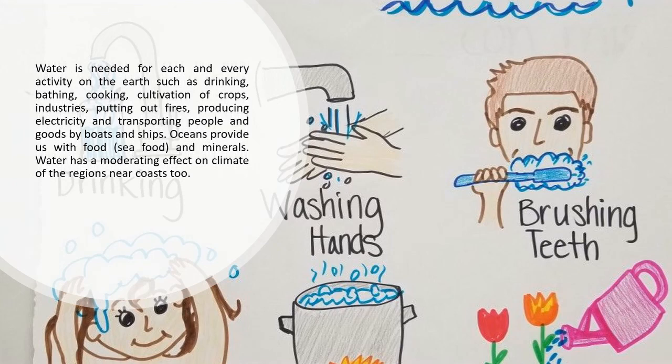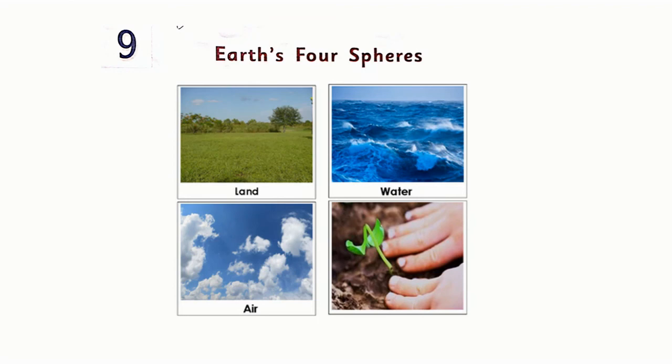Okay. So now we have completed hydrosphere. We are going to learn about the next part of the earth, which is atmosphere. So children, today we have completed chapter 9, Earth's four spheres, and we have learnt about hydrosphere. Tomorrow we shall learn about atmosphere.